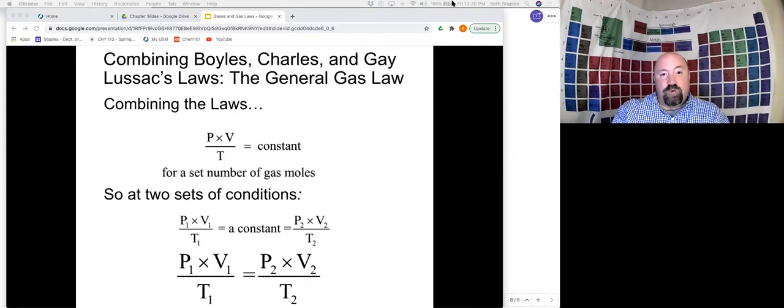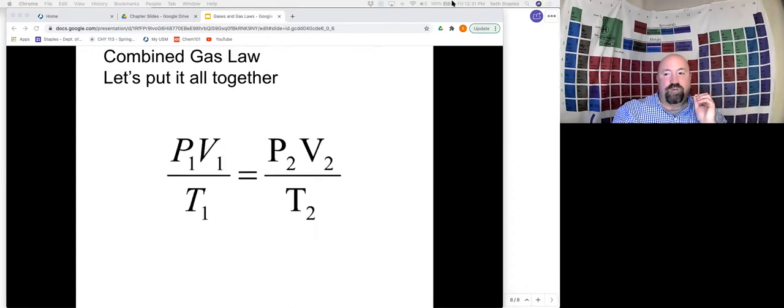Now that we have these three different relationships, Boyle's, Charles's, and the Gay-Lussac law, we can combine them all together into what we call the combined gas law: P1 V1 over T1 equals P2 V2 over T2. We can do this in order to investigate the effect of changing more than one variable.